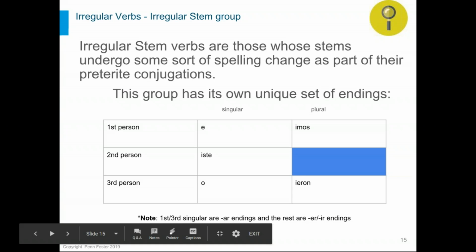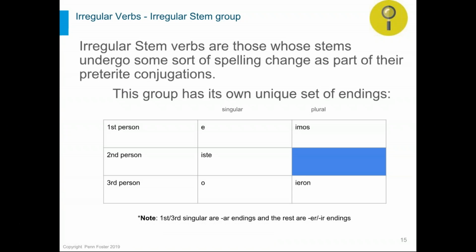As we move on, the next group is known as the irregular stem group. Okay, so the title should help give it away. We've talked about stems previously in this webinar. The stem would be the letters that the verb is made up of, everything except for the ER, IR, or AR ending. Okay, and there are 11 in total, which we're going to talk about shortly. In this case, their stems have an unusual or an irregular spelling and require the use of this one set of unique endings that you see on the slide in front of you.